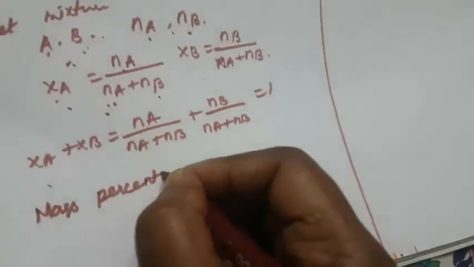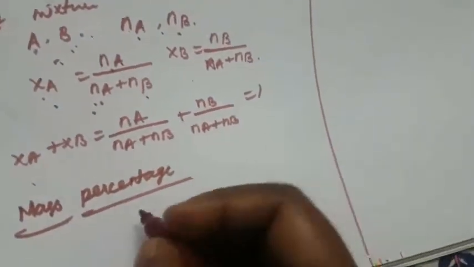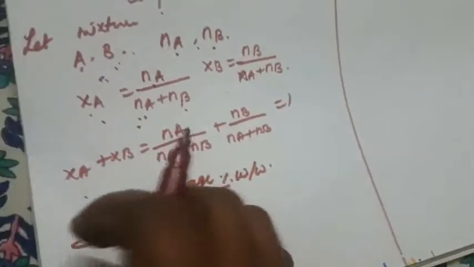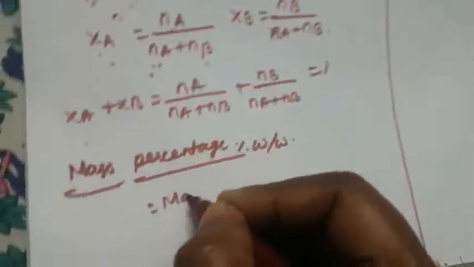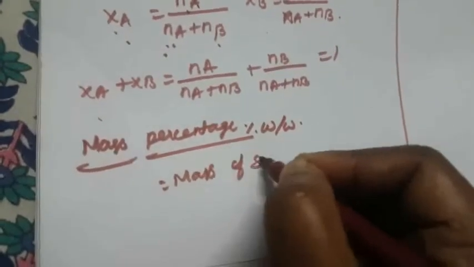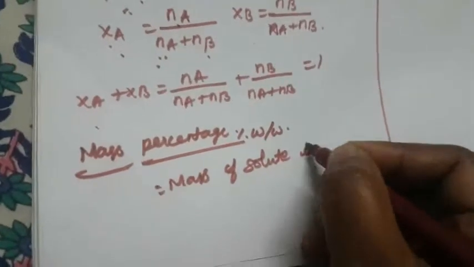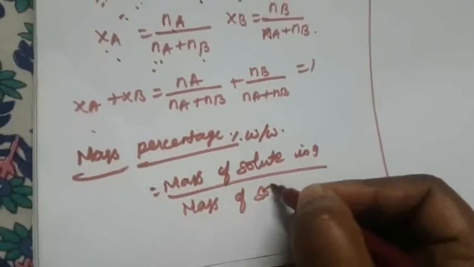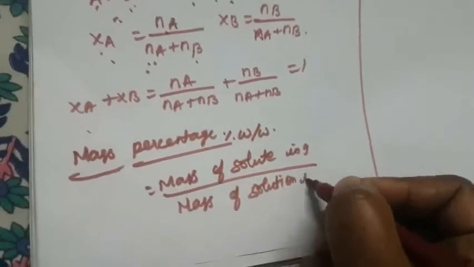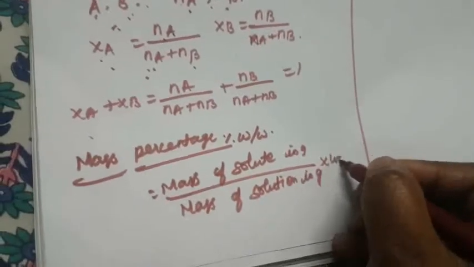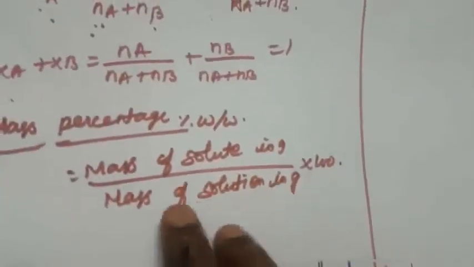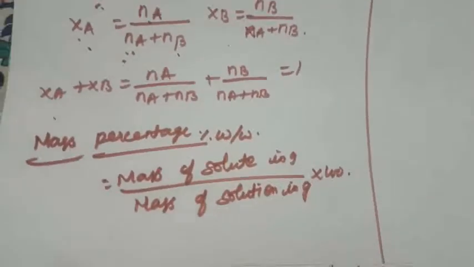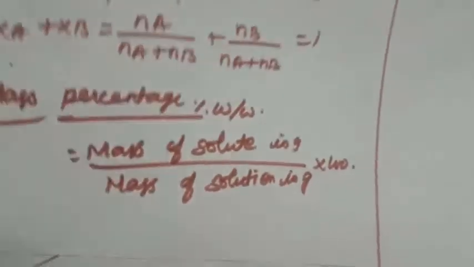Mass percentage. What is meant by mass percentage? That is weight per weight, the percentage. So mass of solute in gram divided by mass of solution in gram, into 100. So mass percentage is the mass of solute in gram divided by the mass of solution in gram into 100. This is called mass percentage.